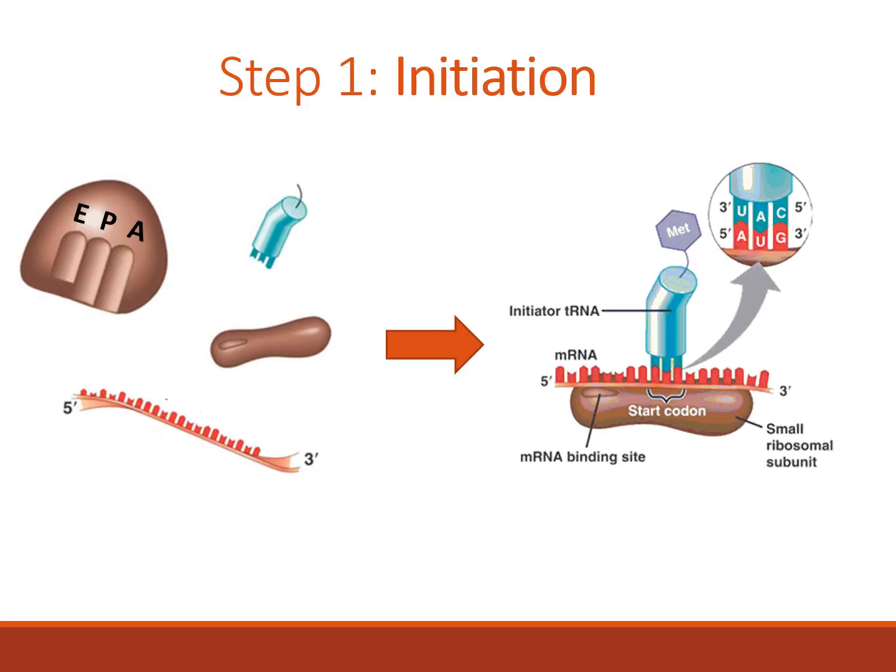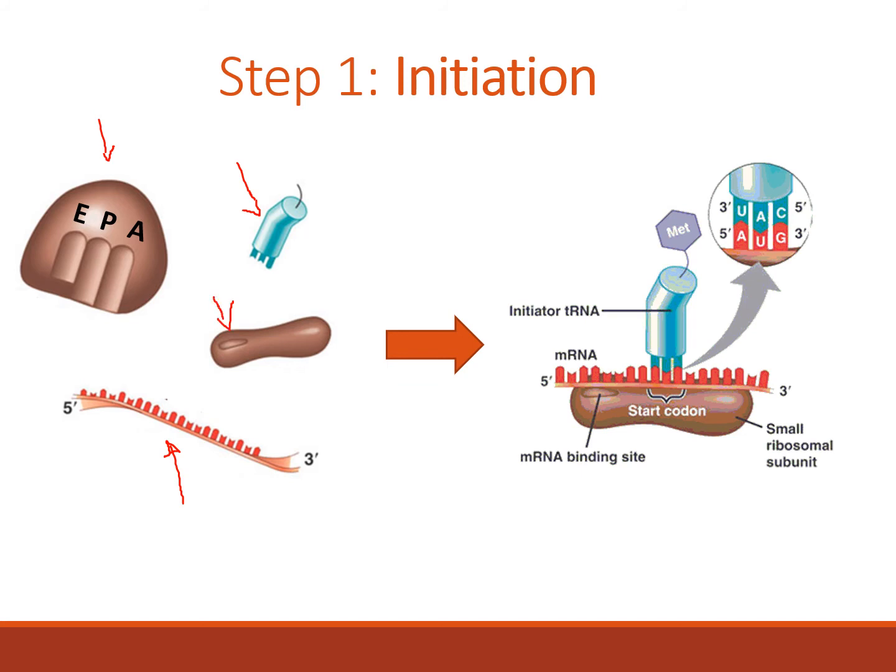Okay, so let's get this process started. So on the left-hand side of the screen, we can see all of the things that we're going to need. So we have our RNA transcript, our messenger RNA at the bottom there that's containing all of the instructions in the form of codons. We have our tRNA at the top here, which is going to be transporting amino acids to the ribosome. And then we have our large ribosomal subunit and the small ribosomal subunit.